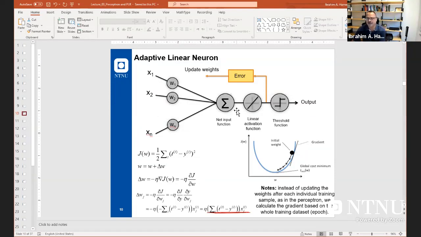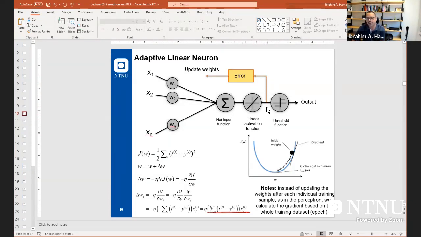We will calculate the net input. The net input will be just the sum of multiplications of omega and x: omega 1 x1 plus omega 2 x2 plus omega n xn. After that, we will apply the linear activation function. The linear activation function does nothing. It means y equals input, y equals x. So it's a straight line with a slope of 45 degrees. So y equals x.